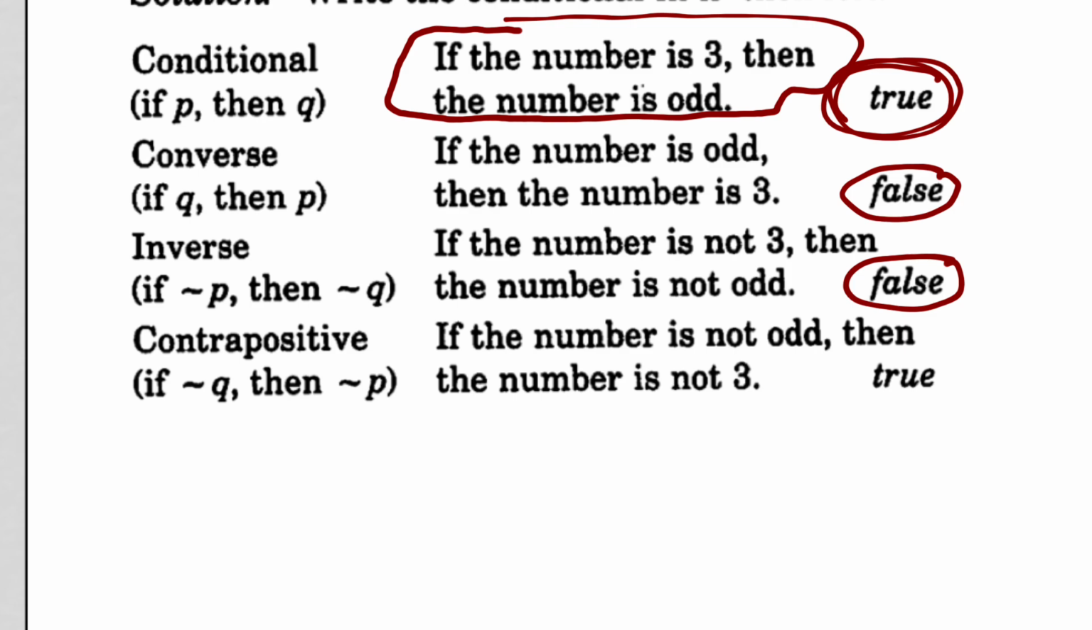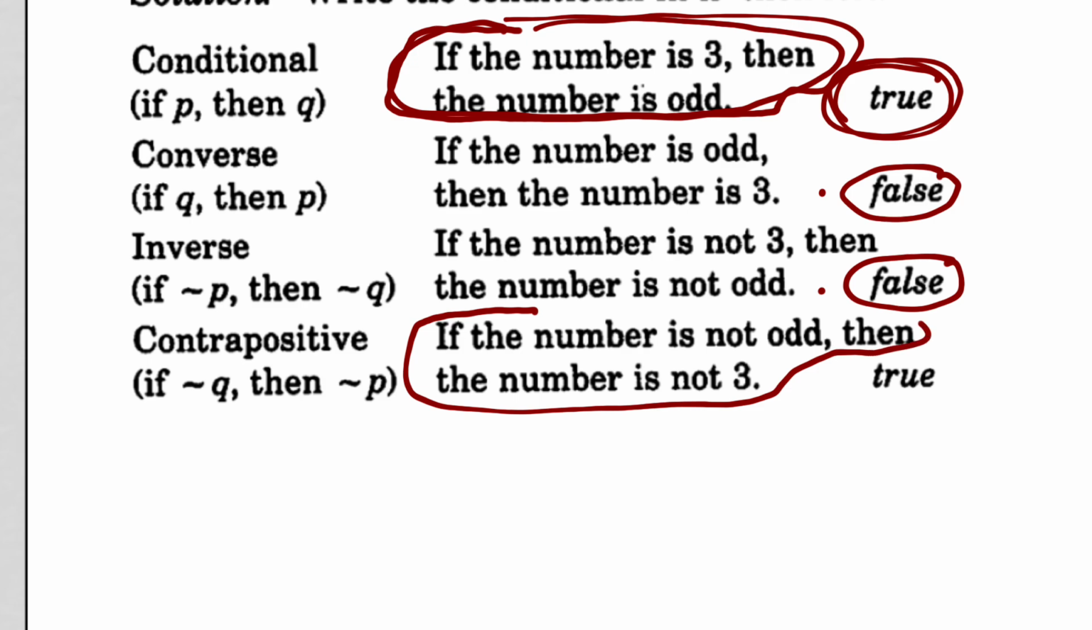But whereas it seems like maybe they're all going to be not logically equivalent, when you take this statement, if the number is 3, then the number is odd, and you take the contrapositive, you get, if the number is not odd, the number is not 3. And that's true. If it's not odd, if it's an even number, then there's no way it's the number 3.